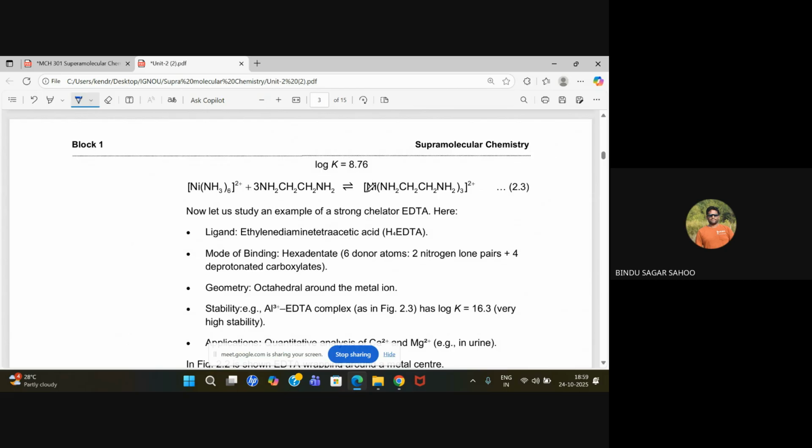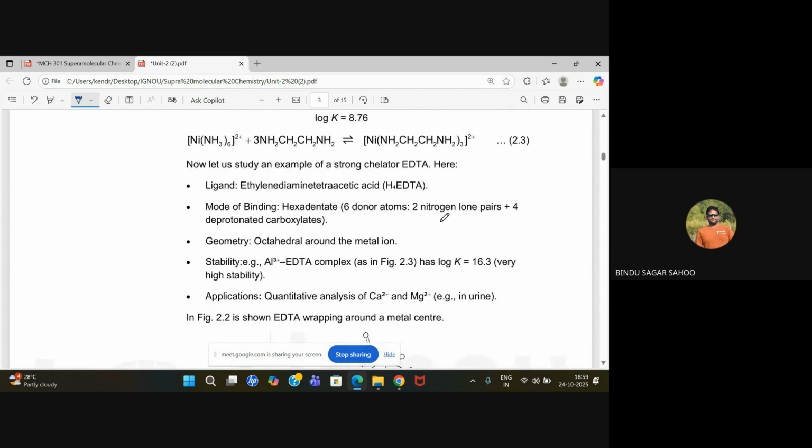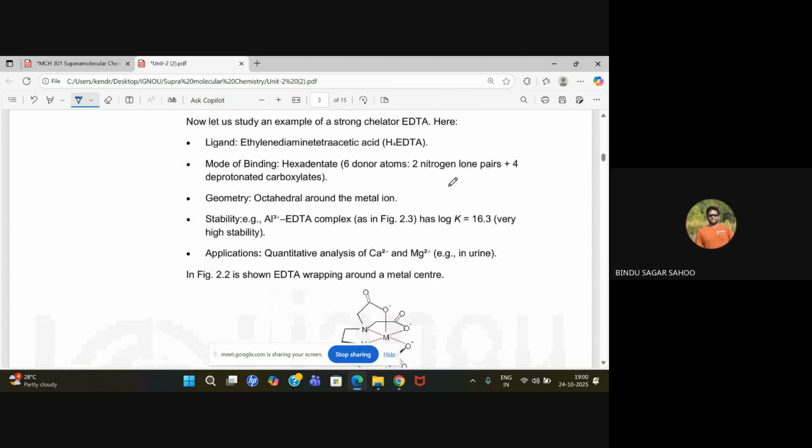Here it is also mentioned that initially you have this type of complex, you add three ethylene diamine groups, and it will finally form a complex like that. Another example of a chelating ligand is EDTA. You know it popularly from your plus two science, EDTA, ethylene diamine tetraacetate. If you add four H plus groups on the acetate groups, you can call it ethylene diamine tetraacetic acid. So H4EDTA, you can just memorize like that.